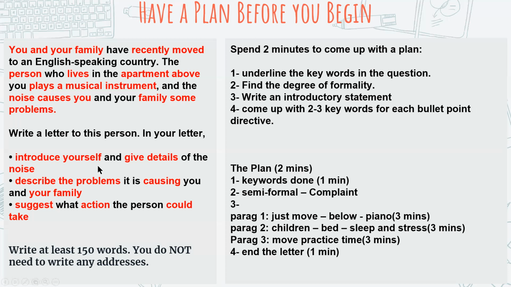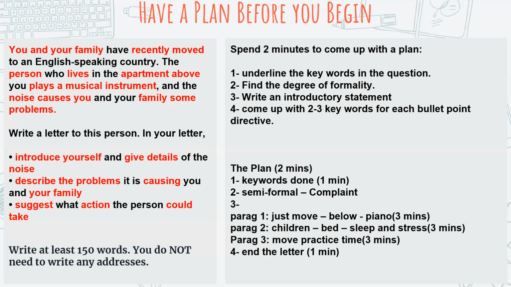For the first paragraph, introduce yourself and give details of the noise. You could just say some keywords like just moved, below, because the apartment is above you. Piano. You will be talking about the problem, his piano lessons, for example. The second paragraph, describe the problems it's causing you and your family. Children, my children. Go to bed, sleep, and stress. Okay, they can't go to bed because of the noise, and this is causing me and my family some stress.